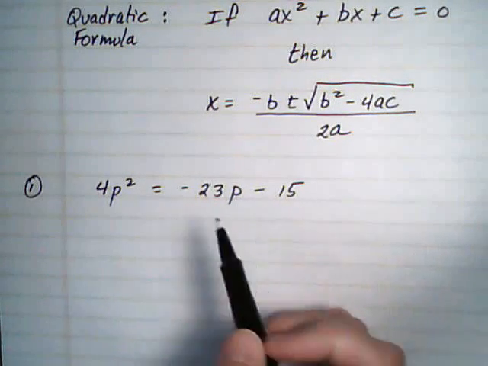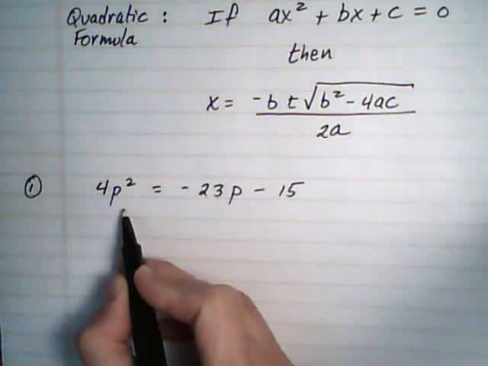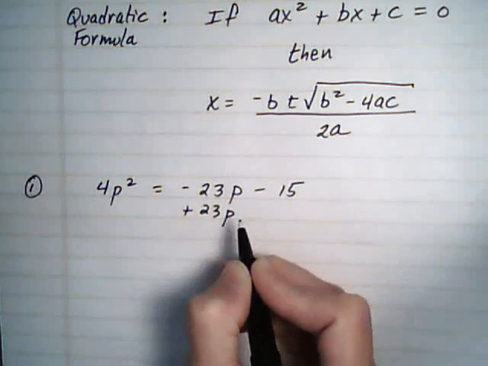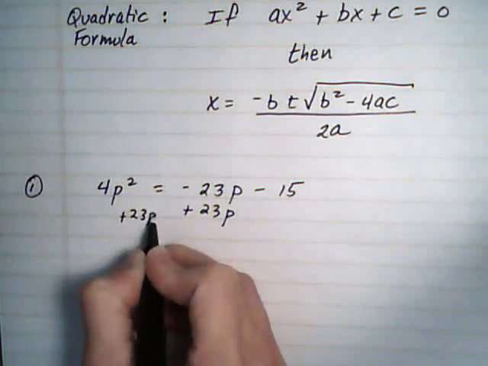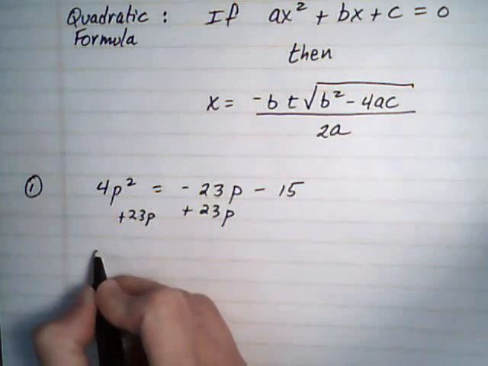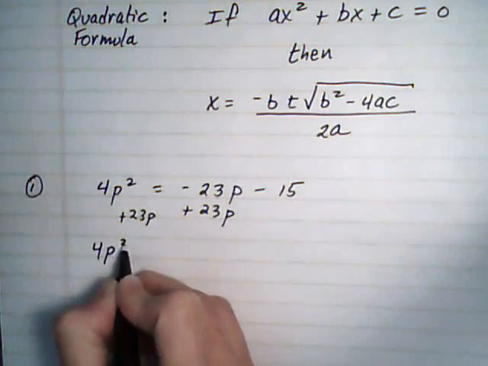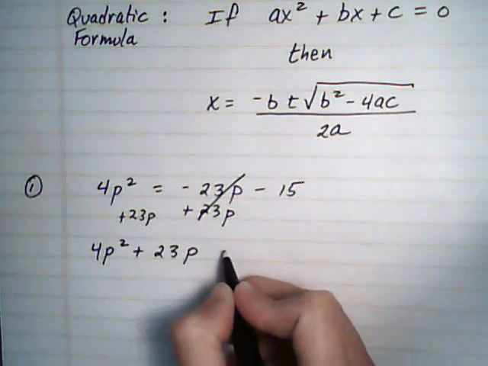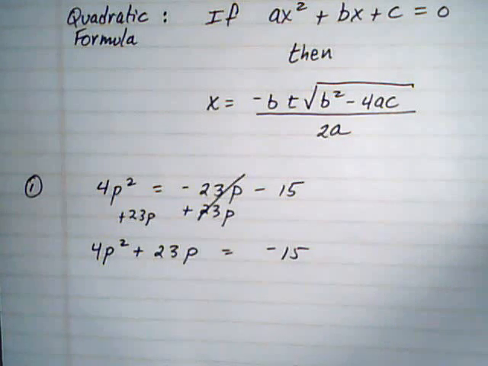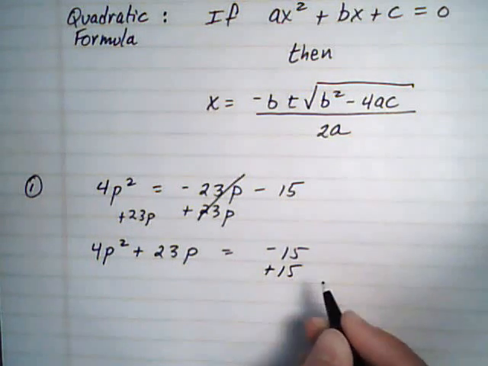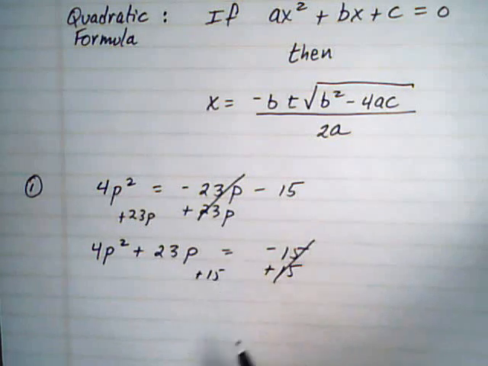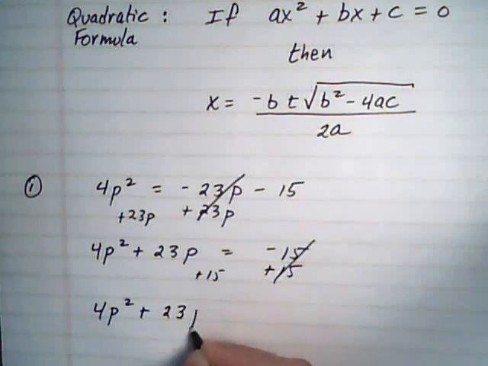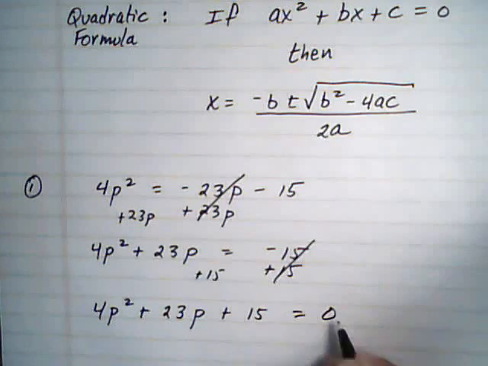Alright, so first of all, to make this thing look like ax squared plus bx plus c, we have to get everything on one side. So we're going to add 23p to both sides, and we're also going to add 15 to both sides in just a second. Adding 23p to both sides gives us 4p squared plus 23p, and that's gone on the right, equals minus 15. We still want the 15 to be on the other side, so we're going to add 15 here to make it cancel out. Add 15 to the other side to balance the equation, and we get 4p squared plus 23p plus 15 equals 0.